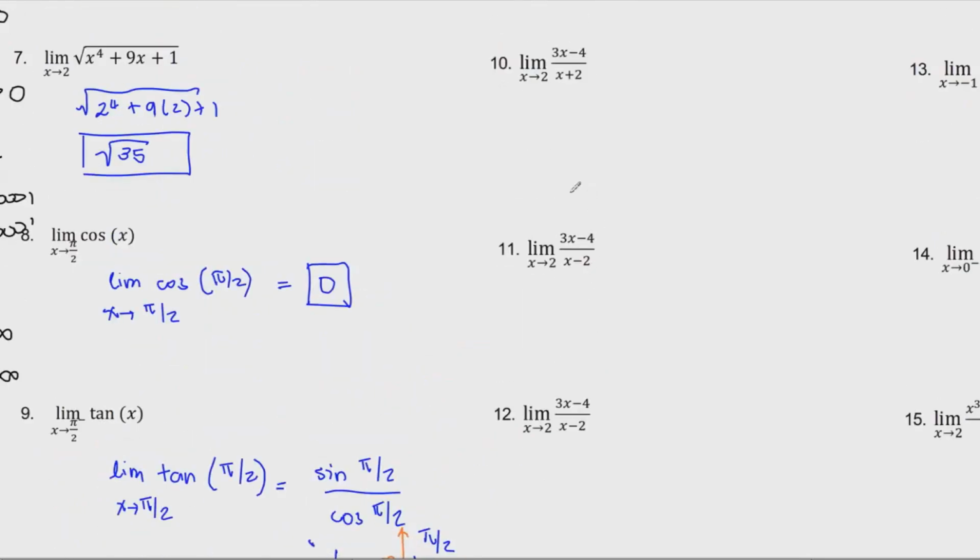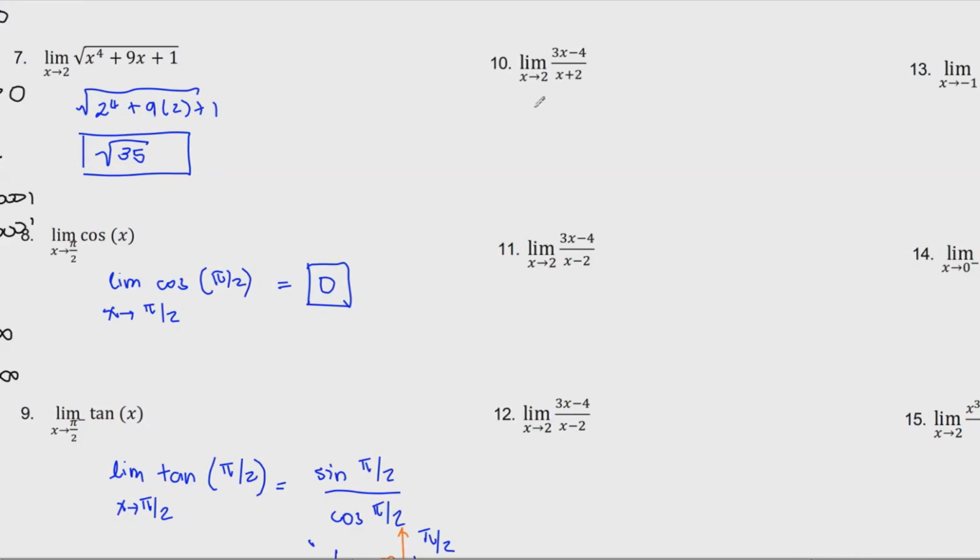So for number 10, the limit of this, now this one is a rational expression. First things first, let's substitute the value. From now on, I will not be writing the limit, although that's the correct way of solving. It's just that it will make this video very long.